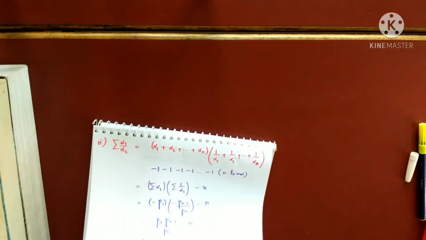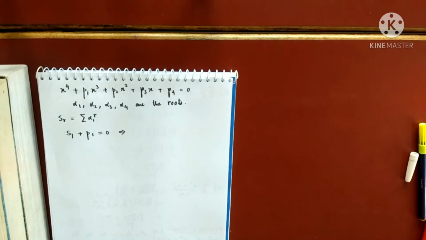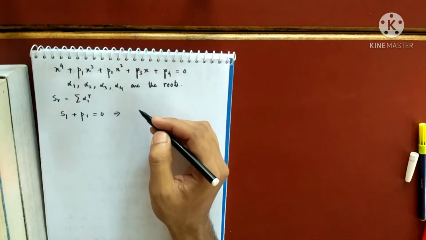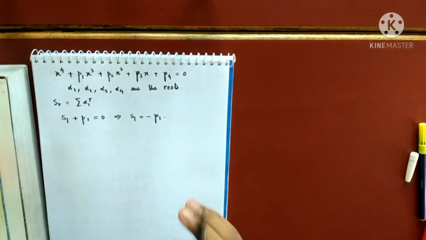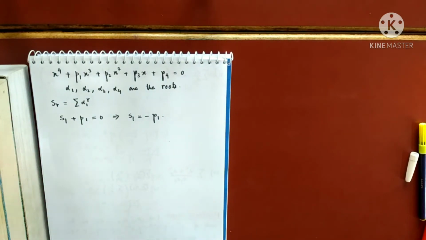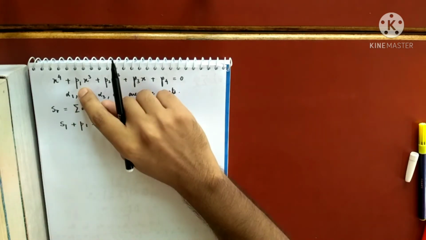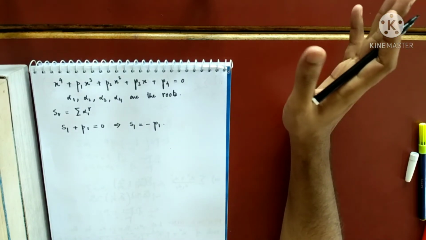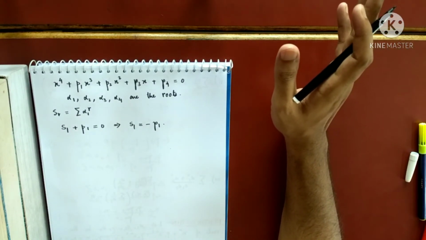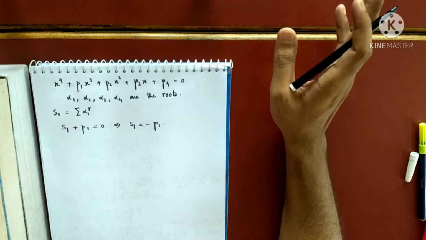So what am I getting? S1 equals minus P1. And by the way, what is S1? It is alpha 1 plus alpha 2 plus alpha 3 plus alpha 4, which I am supposed to get as minus P1. Do you agree with me? S1 is supposed to be minus P1 if I use the relation between roots and coefficients. Clear?